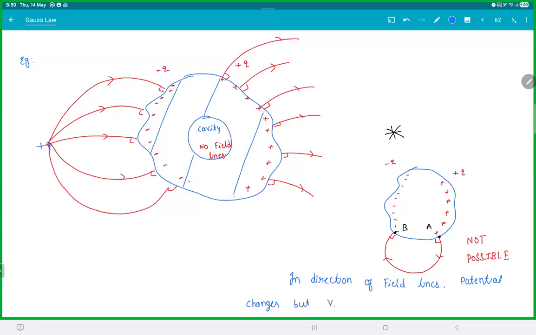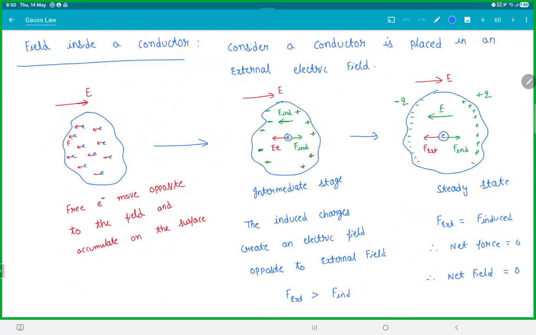But here we know VA is equal to VB. Therefore, field has to be zero. If you have that field line, it will create a potential difference. All clear with this so far? Now, let me ask you just one question here. When this electron is sitting here, is the external field giving force on the electron?